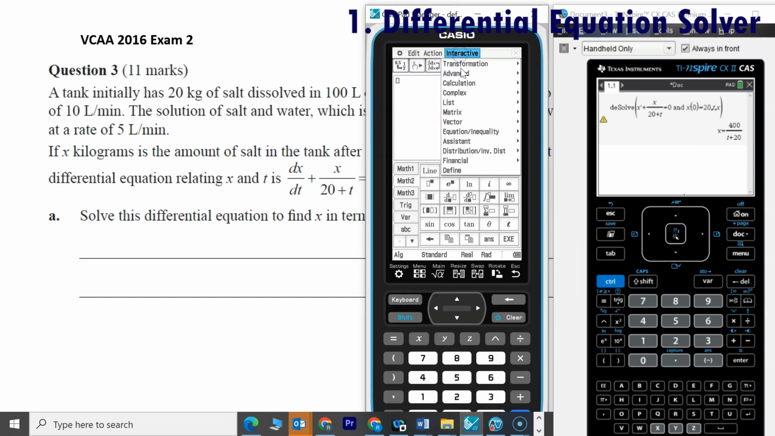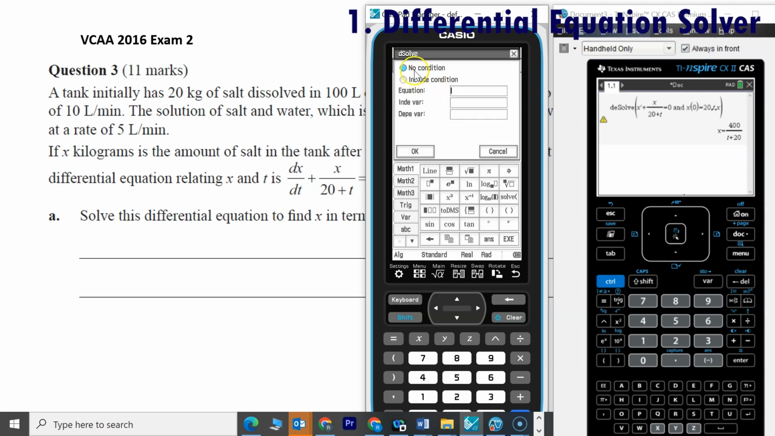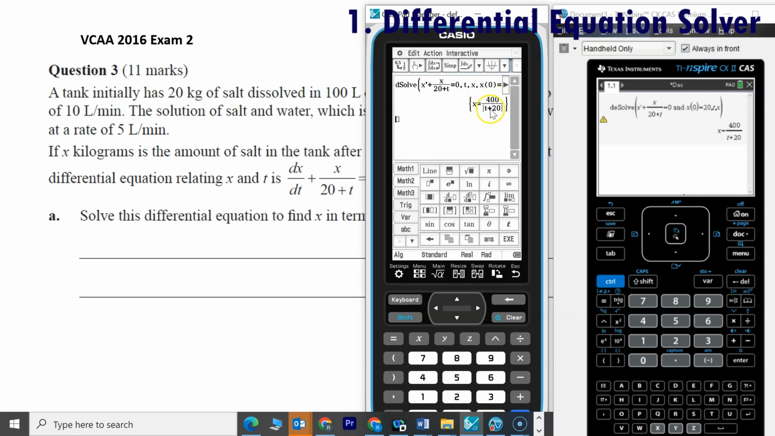Let's show it on the Casio ClassPad now. Same sort of thing: interactive, advanced, and dsolve. We do want to include a condition, so same sort of thing, x dash plus x over bracket 20 plus t equals 0. Independent variable t, dependent variable x, and condition x of 0 is equal to 20. Boom, there we go. So we actually get a modulus sign in here. Again, in this case, you probably don't need to worry because t is always going to be strictly greater than 0. But there we are. So that's the differential equation solver.